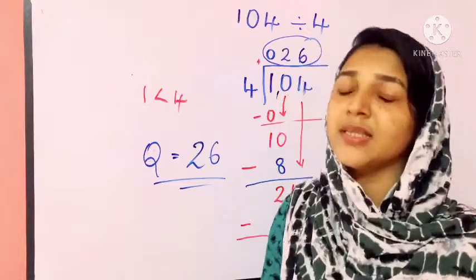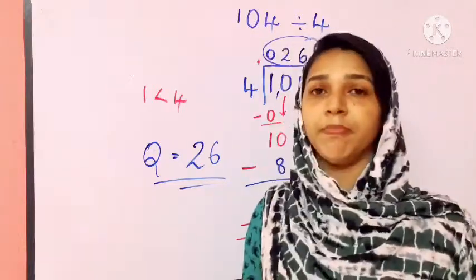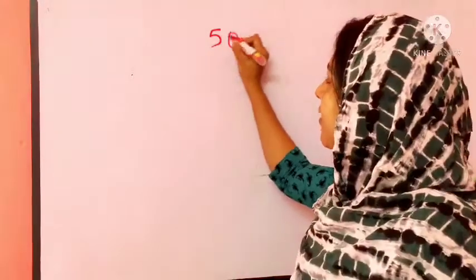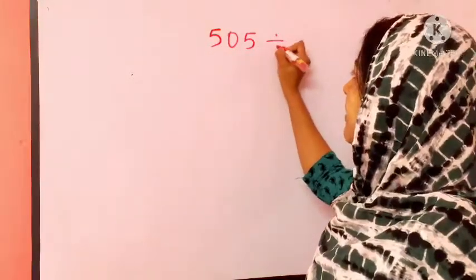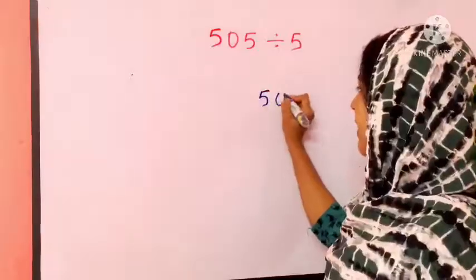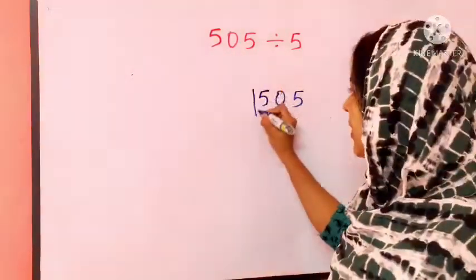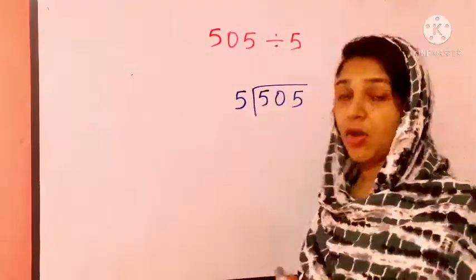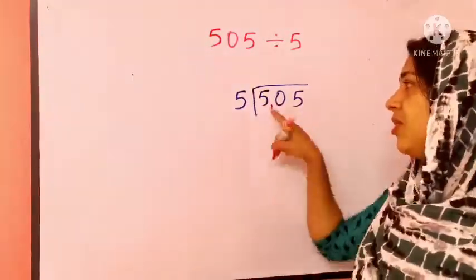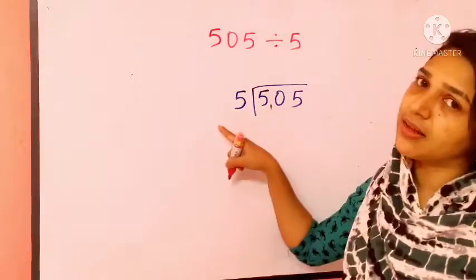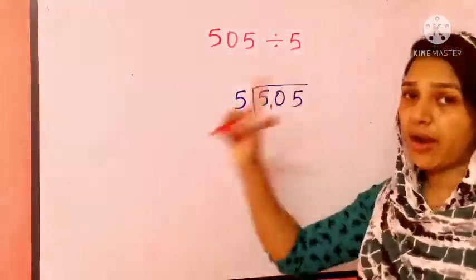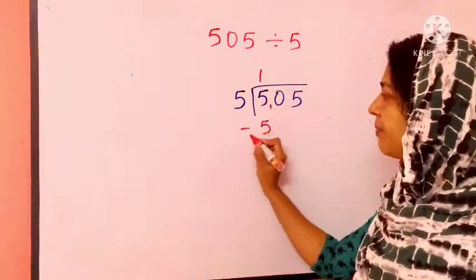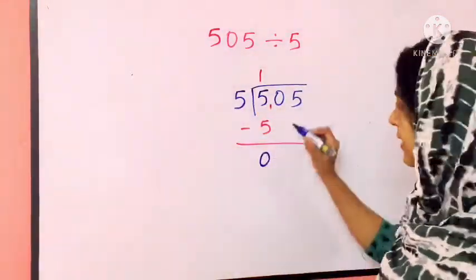Okay, so students, let's do one more problem. Then it will be more clear for you. 505 divided by 5. 505 is the dividend, dividend inside, and 5 is the divisor, divisor outside. Now take the first digit. First digit is 5. So we can recite the table of 5. 1 5s are 5. So we should write 1 here. 5 minus 5 is 0. Now take the second digit downward.